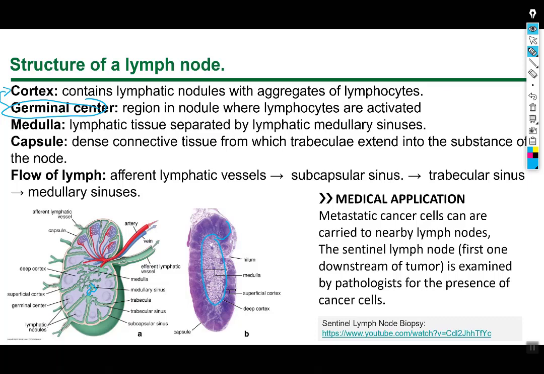So the order of operations for flow is afferent lymphatic vessels to the subcapsular sinus, which is just a little empty space underneath the capsule. And then it trickles through the trabecular sinuses and medullary sinuses. So it trickles down from the edge through here. A trabecula is one of those little septa that poke down between lobules, and the trabecular sinus is on either side of those.